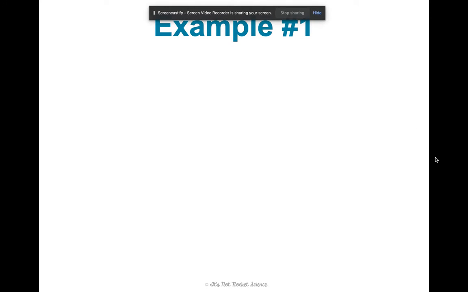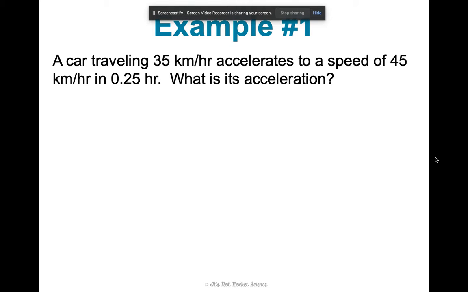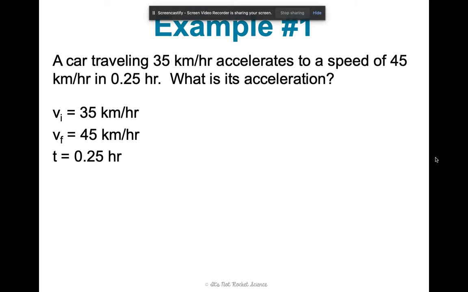All right, let's go ahead and go over an example. A car is traveling 35 kilometers per hour and it accelerates to a speed of 45 kilometers per hour in 0.25 hours. What is its acceleration? We have our vi, which is our initial velocity, of 35 kilometers per hour. Our vf, which is our final velocity, is 45 kilometers per hour. Our time is 0.25 hours, and we're looking for acceleration.